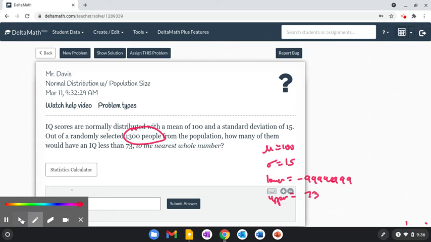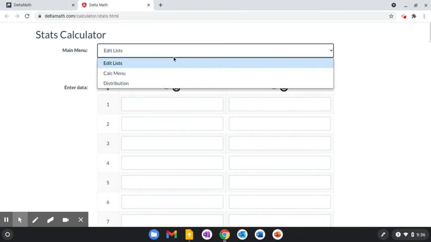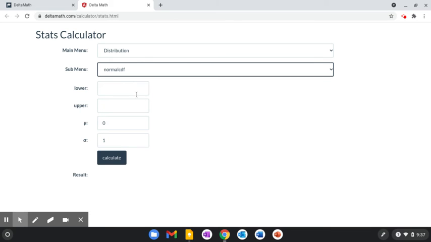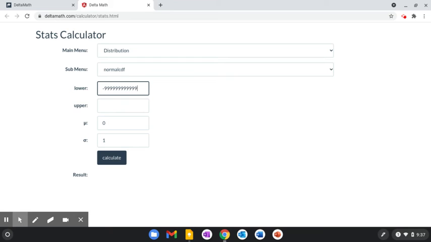If you want to use the stats calculator here, you could, or if you want to use your TI-84. For a stats calculator, remember you go to distribution, normal CDF. Our lower is going to be negative 9999999. And then our upper is 73, because we want everything less than 73. Our mean is 100, and our standard deviation is 15.